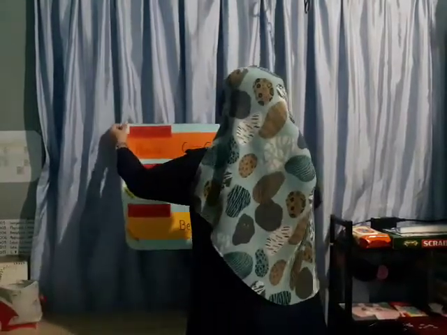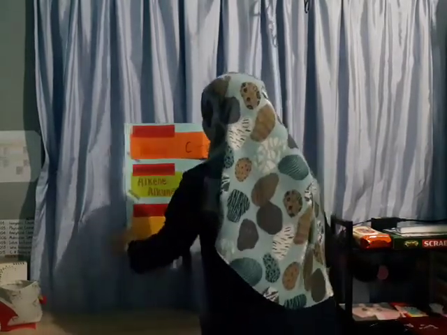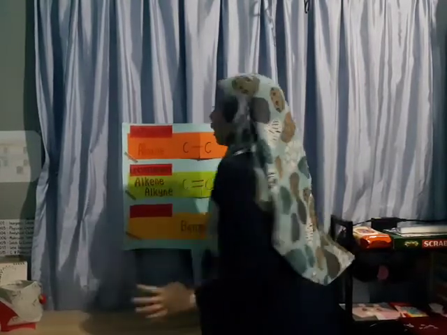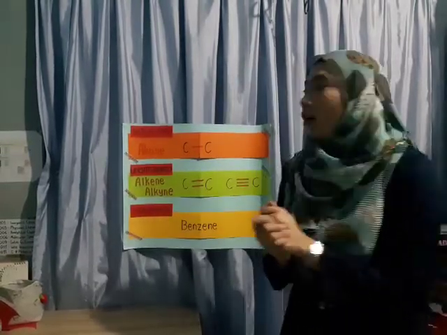Proceeding to another part of the chapter, which is hydrocarbons. You might want to ask me, what are hydrocarbons? Hydrocarbons are compounds that contain only carbon and hydrogen. I want to show you some examples to explain this, so give me a minute. Okay, hydrocarbons can be divided into 3 different types.